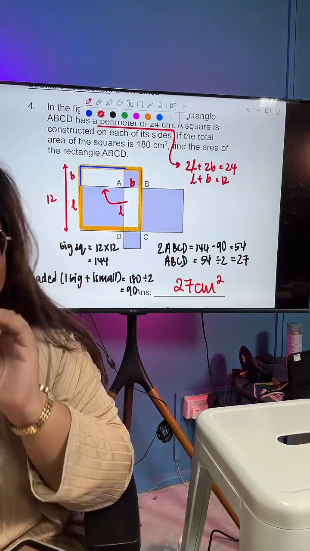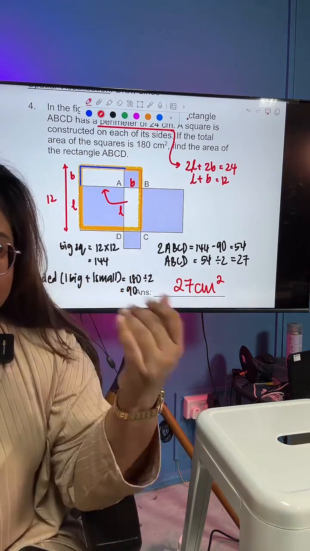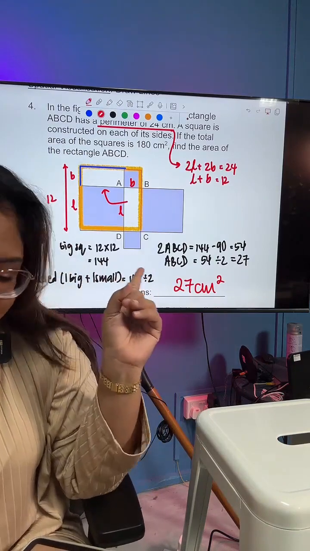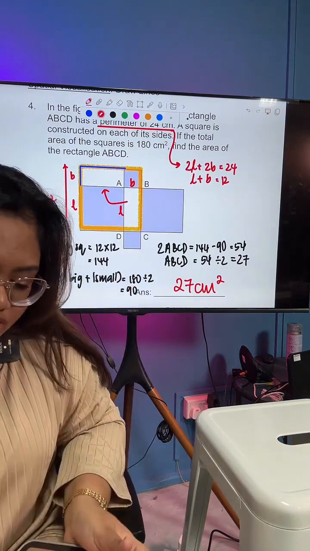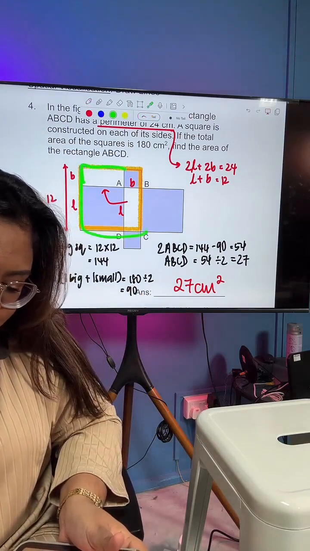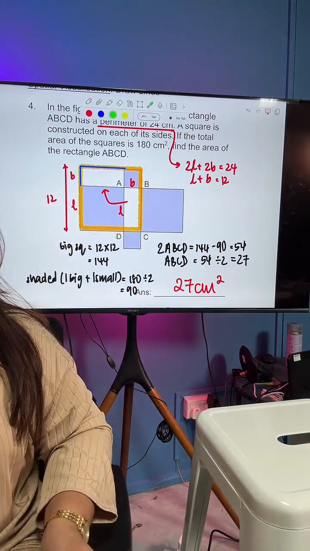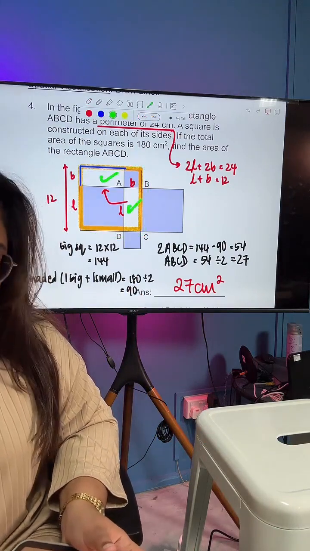Alright, everybody. I see more and more of you are getting it. Excellent job. So this is one technique of drawing lines. We draw a line to form a big square and then use the big square to help us find the parts that we want. Okay?